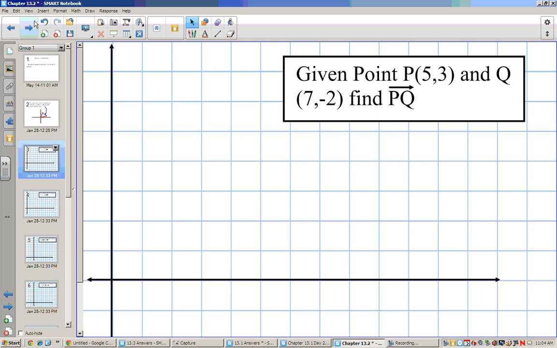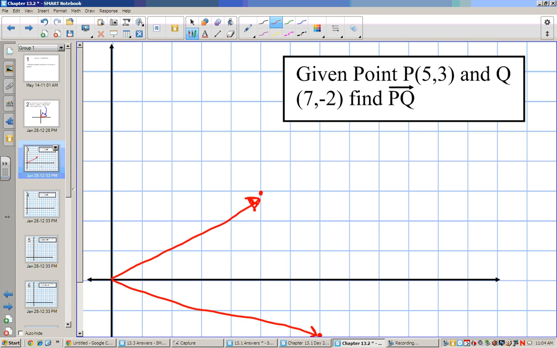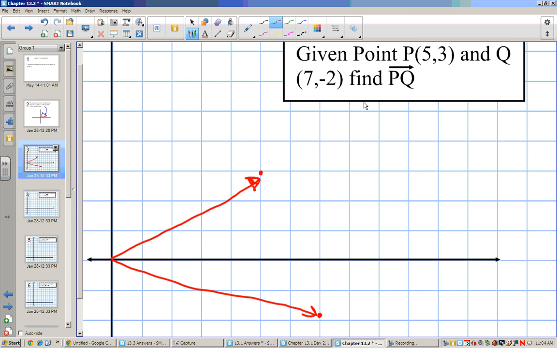For instance, the point P is 5, 3. So let's go to the right 5: 1, 2, 3, 4, 5. Up 3. Now I can write this as a vector, the vector 5, 3. Also, Q is 7, negative 2, which is down there. I can write Q as this vector, 7, negative 2.